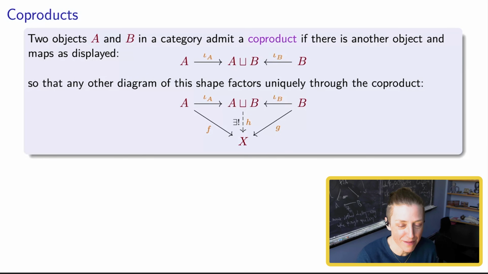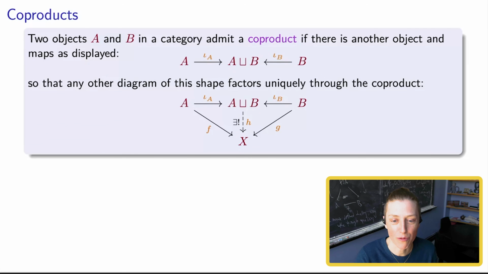And what that means is if I had some other object X and some other arrows, F from A to X and G from B to X, then there exists a unique arrow H from the coproduct into X, so that this diagram commutes. And what that means is that if I take H and I compose with iota A, that recovers the map F. And if I take H and I compose with iota B, that recovers the map G.